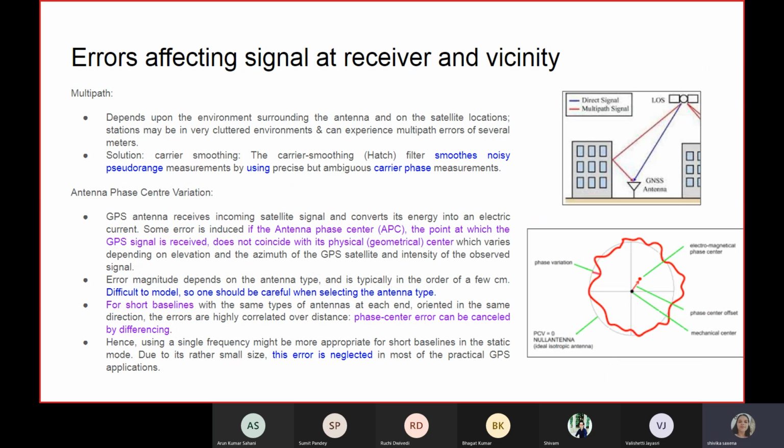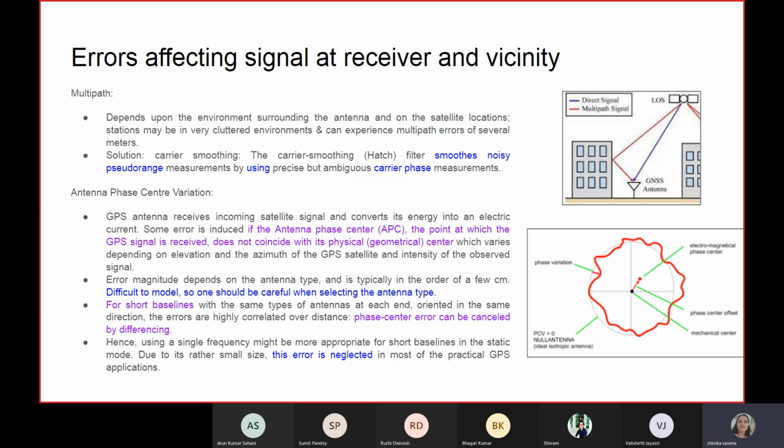Second kind is the errors affecting signal at the receiver and vicinity. In the middle, we have the signal propagation error, which we will discuss later after this. So major errors caused by this category of errors are multipath and APCV.